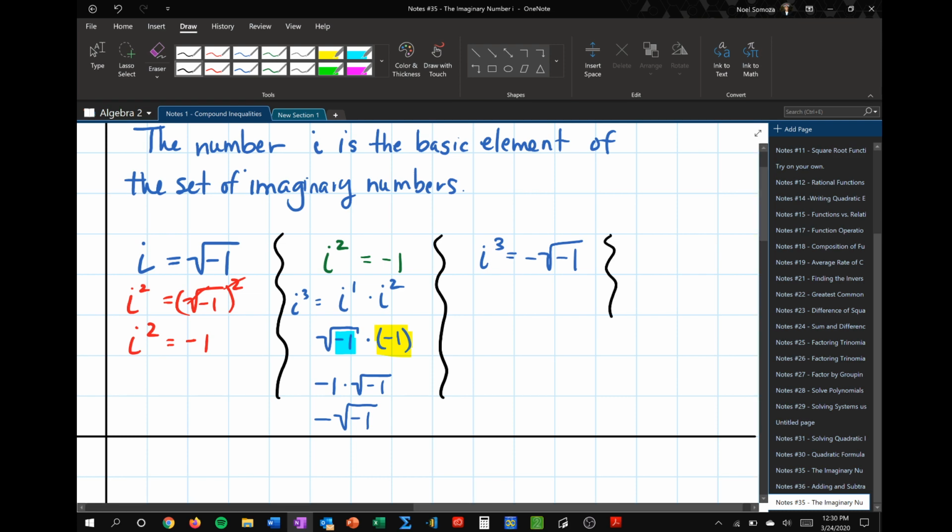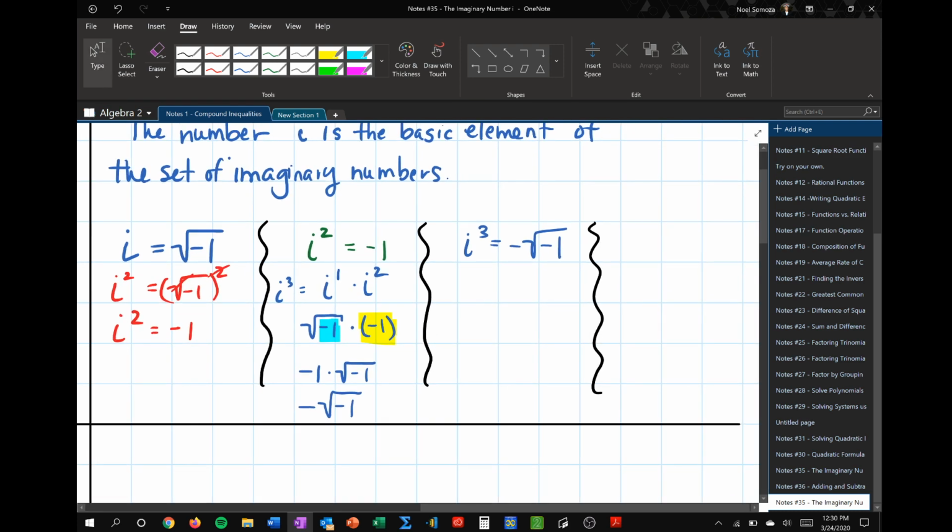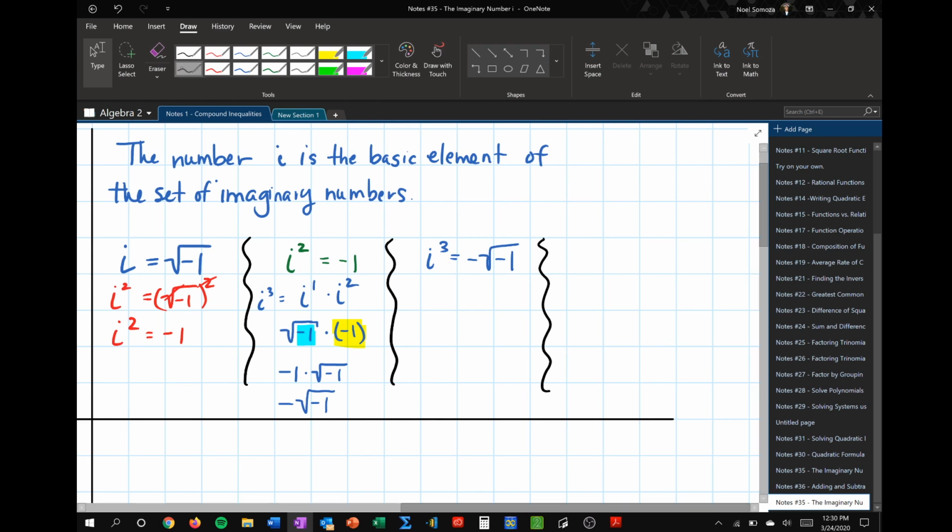Okay, and now the last one is, what about i to the fourth? Why is it that I'm going to stop at i to the fourth? Well, I'm going to stop there and then show you that it starts to repeat. It starts to cycle over again. When you're dealing with i, it only has 4 possible answers, depending on whatever power you give it.